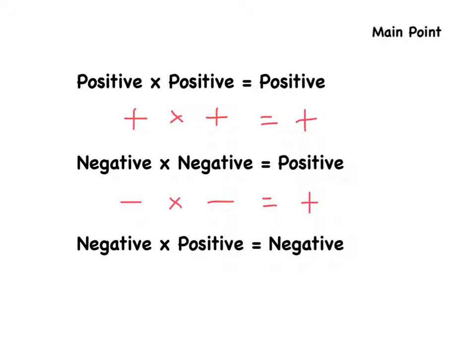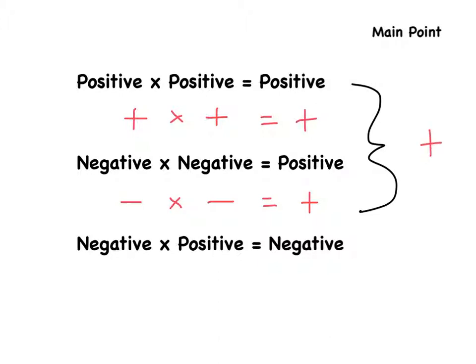Let's look at these two real quick. Notice how if the two numbers are the same sign, then it's always a positive number. In this case, it's a negative times a negative. These are the two similar signs. It's always positive.